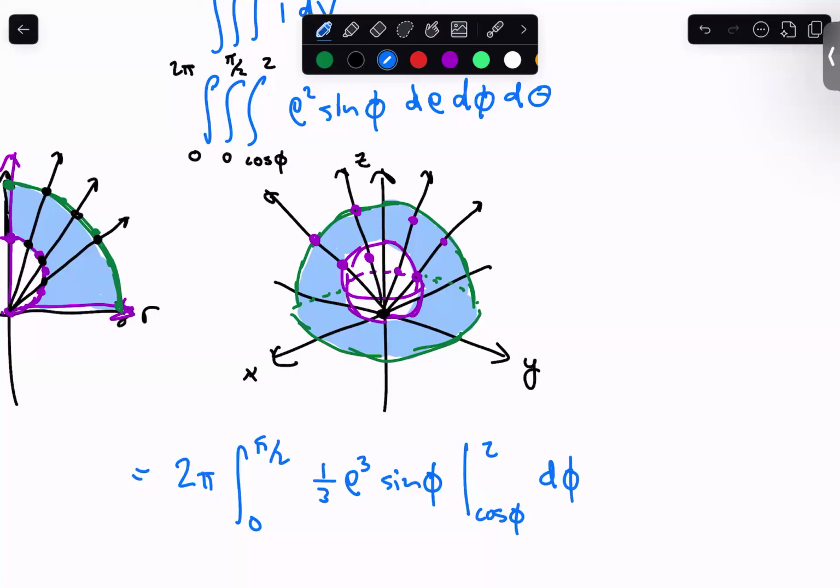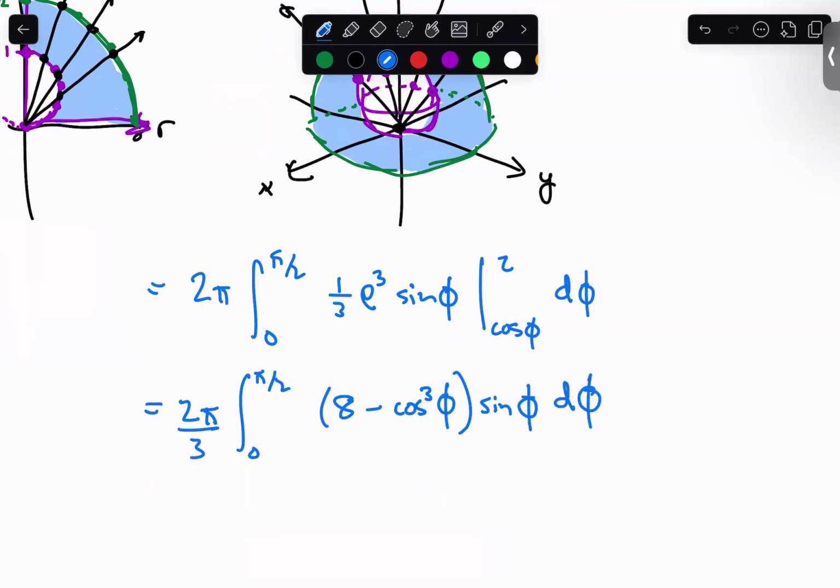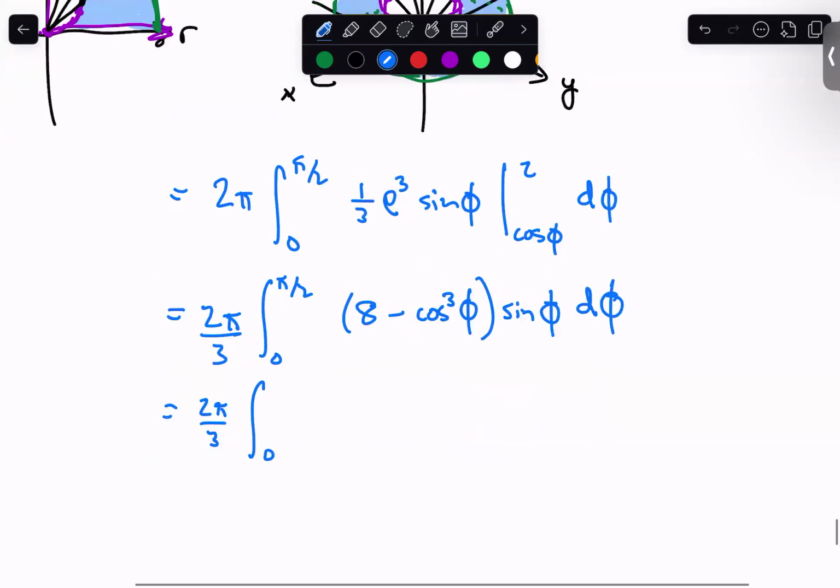So evaluate out my rho integral. Integrating rho squared is going to be 1/3 rho cubed. And I'm going to need to plug in these bounds here. I guess let's go ahead and bring out this 1/3 as well. 2 cubed is going to be 8. Cosine cubed is going to be, well, cosine cubed. Let's take one more line to simplify, and then we can do our final integral here.